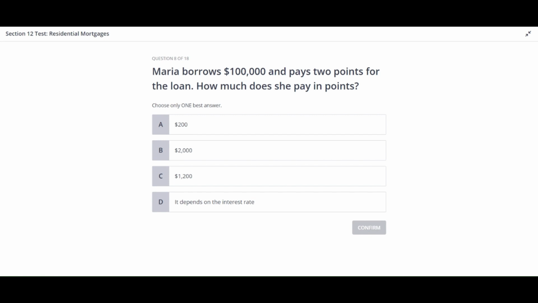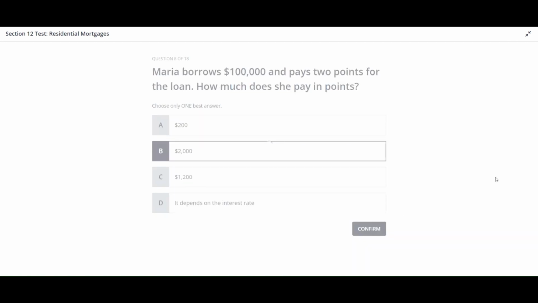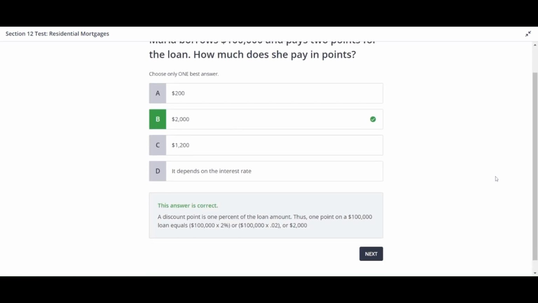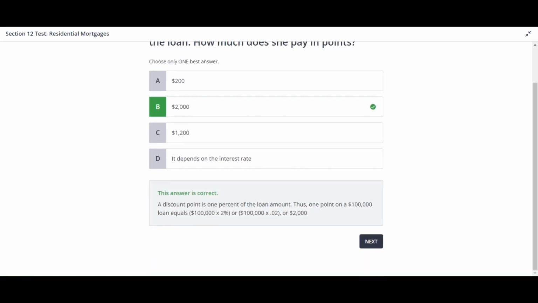I hope you have your answers ready. So the correct answer for this question is going to be B, $2,000. A discount point is 1% of the loan amount. Thus, 2 points on a $100,000 loan equals $100,000 multiplied by 2%, or $100,000 multiplied by 0.02, or $2,000.